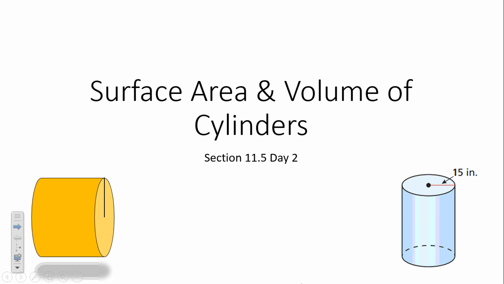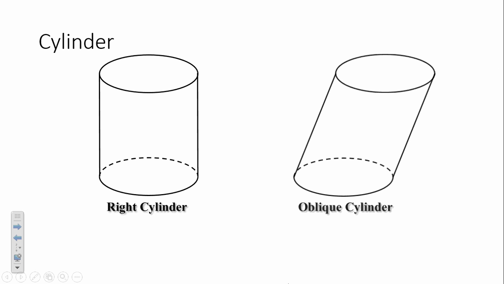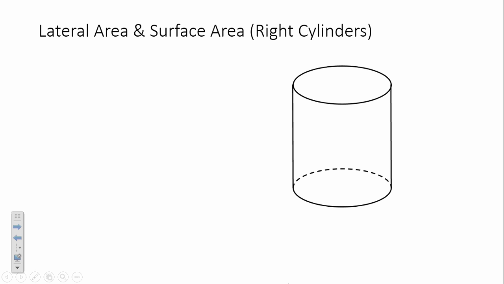So this is a right cylinder, what we're used to seeing, and this would be an oblique cylinder. What's the difference? Yeah, one's leaning, it's slanted, okay? So we still can do things with the oblique cylinder as long as we use the appropriate height.